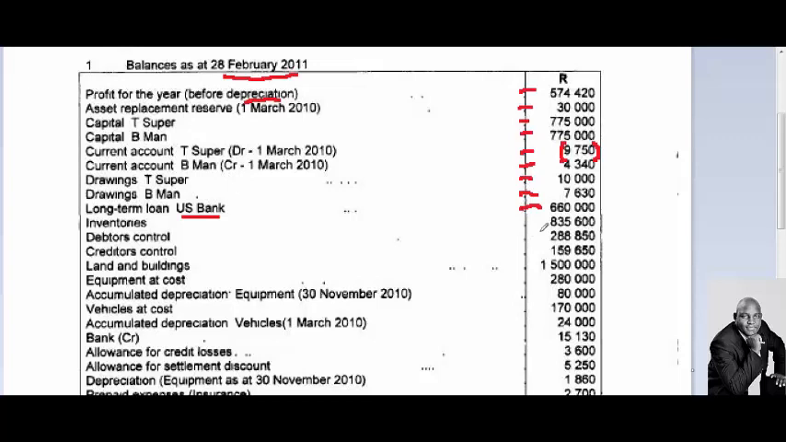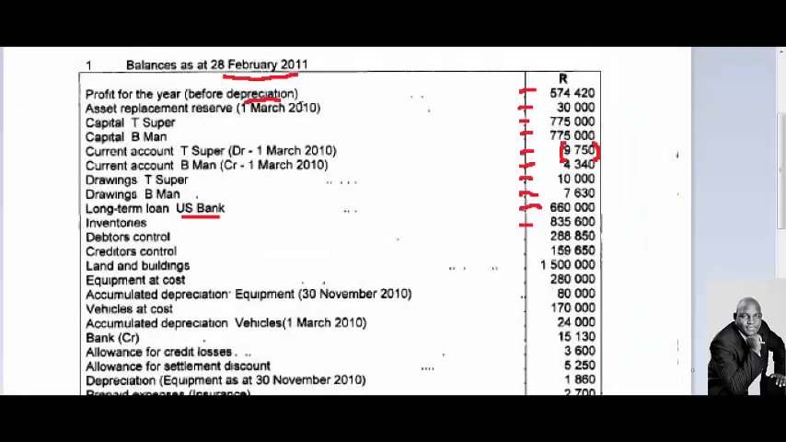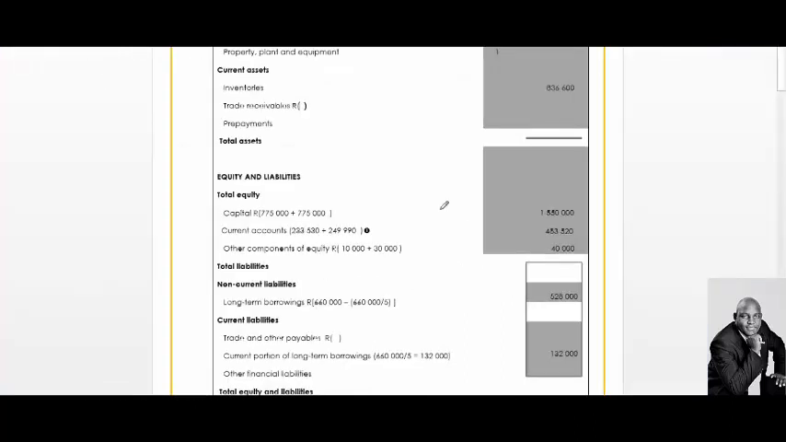Then we move to debtors control. That is part of our trade and receivables. So how much is that? Debtors control is 288,850, right? 288,850.